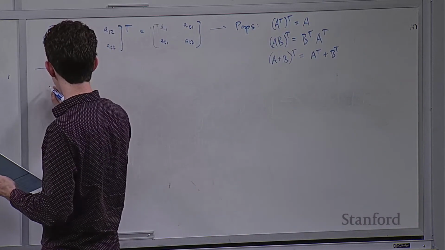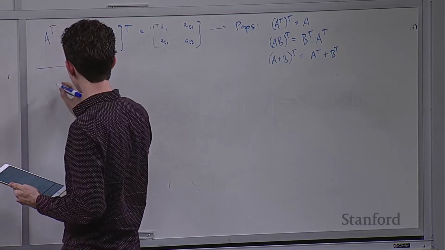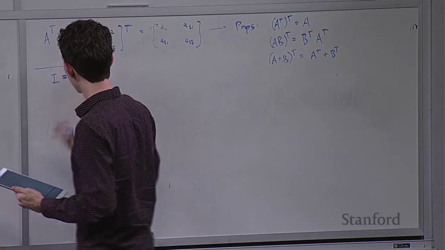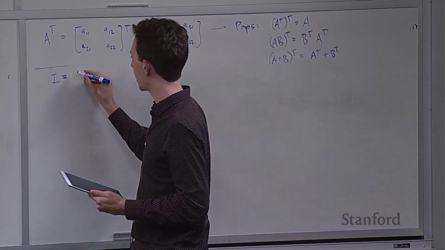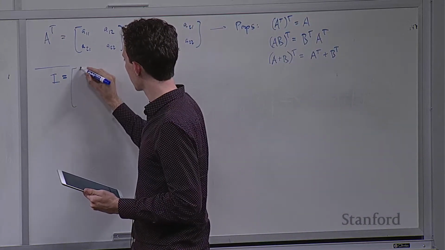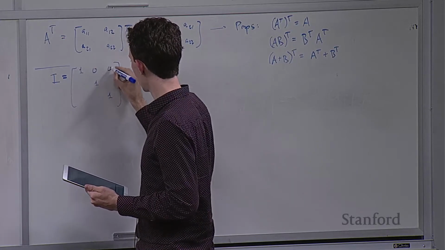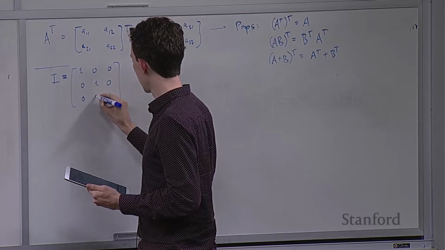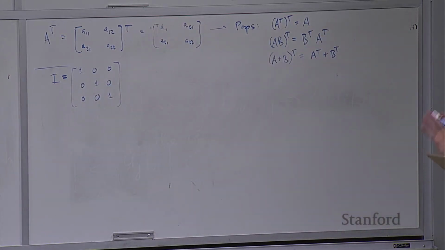The next idea is a matrix inverse. Now, to understand a matrix inverse, I'm going to have to introduce one special matrix, which is called the identity. So we write I. The identity matrix is a matrix that has ones along the diagonal and zeros everywhere else. So the identity is a square matrix, but again, it can be a square of any size.